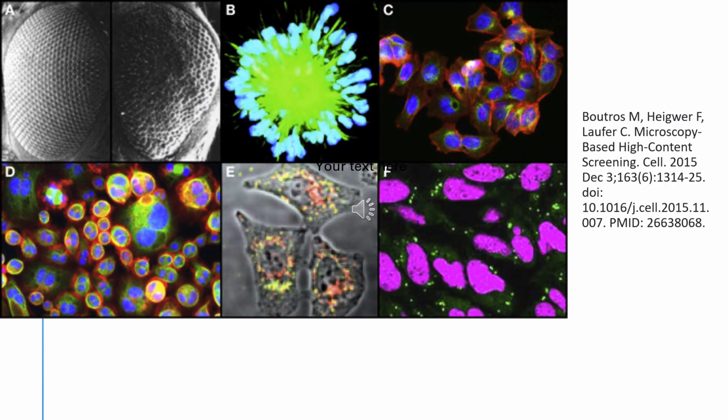Image 2 is showing scanning electron micrographs of adult Drosophila eyes compared to the wild type, which is on the left. The transgene led to a rough eye phenotype with misarranged and fused ommatidia, and that is in image A. In image B, there are high-resolution images of BSC1 cells stained for DNA and alpha-tubulin, which shows the effect of monastrol treatment on spindle formation.